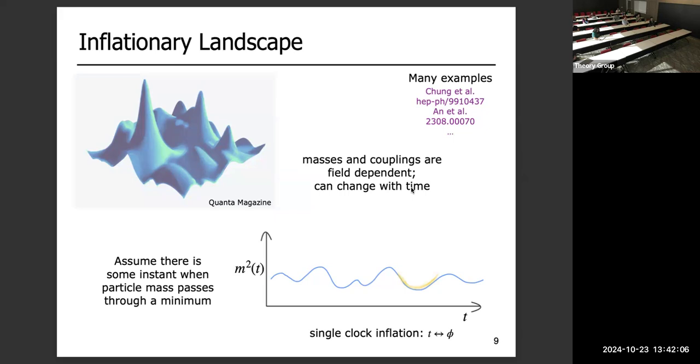One of the things you can do in the context of single clock inflation, where there is only one field, the inflaton, that is predominantly dictating the evolution, is trade time with the inflaton field phi. So you can write the same figure effectively, where the mass is now varying as a function of the inflaton field. As the inflaton field moves, the heavy particle mass changes.